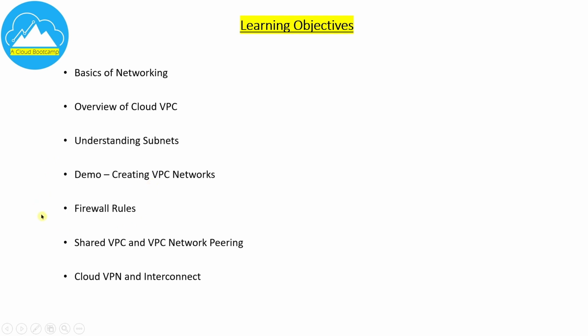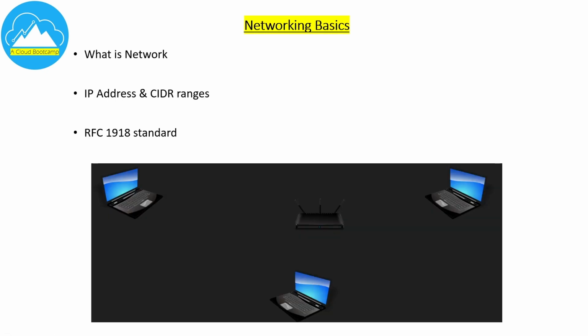Then we'll move ahead with Shared VPC, which is very unique to GCP and a differentiator from other clouds. This concept is currently only available in Google Cloud Platform; in Azure and AWS it is not available as of this recording. We'll also talk about VPC network peering, Cloud VPN and Interconnect as we move ahead. As I mentioned, first we'll cover the networking basics: what is a network, IP address, CIDR ranges, and the RFC 1918 standard.